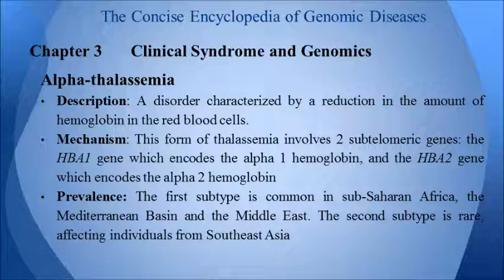The second subtype is rare, affecting individuals from Southeast Asia, producing serious clinical disorders of hemoglobin H disease and hydrops fetalis syndrome. This subtype is characterized by double biallelic deletion of an alpha globin gene. Among Southeast Asians, the frequency of the biallelic deletion trait is estimated to be 1 in 25 individuals, which means the frequency of the condition is 1 in 2,500.